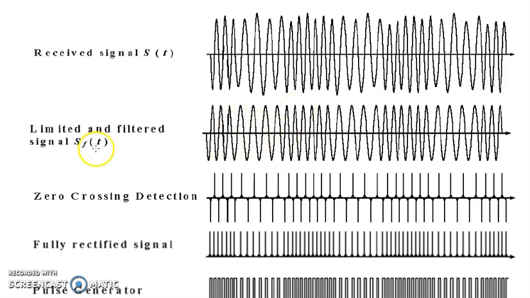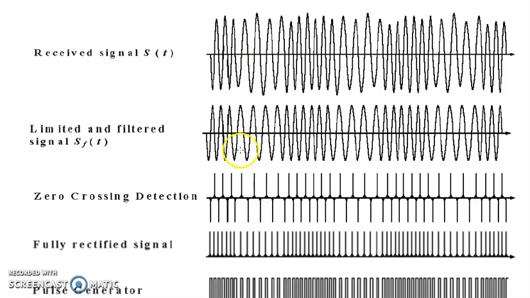Now here you can watch that this is the limited and filtered signal. When this signal is passed through a limiter circuit, the limiter, an electronic circuit which limits the amplitude, fixes the peak values. So the positive peak and negative peak are now fixed at a constant amount, and we are not able to watch the variations now. The limiter only controls the peak amplitude. It is not changing the frequency. Frequency is as it is, as received in the input signal.